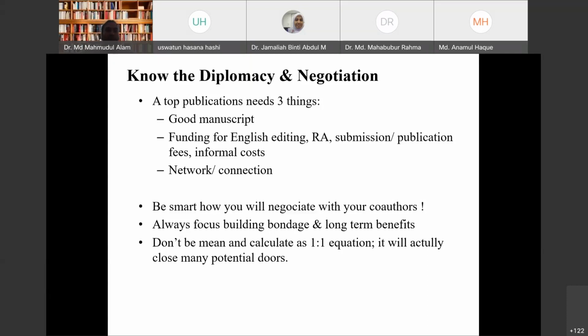You get the cheap quality, and the cheap quality cannot go in the review process. And then comes the RA. You need to pay the RA for similarity reduction, or finding the appropriate references, or arranging the format, many things. And then submission fee, publication fee.